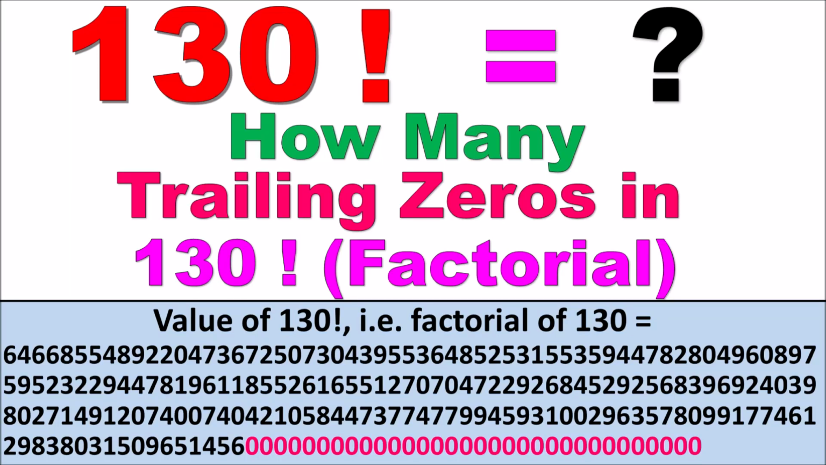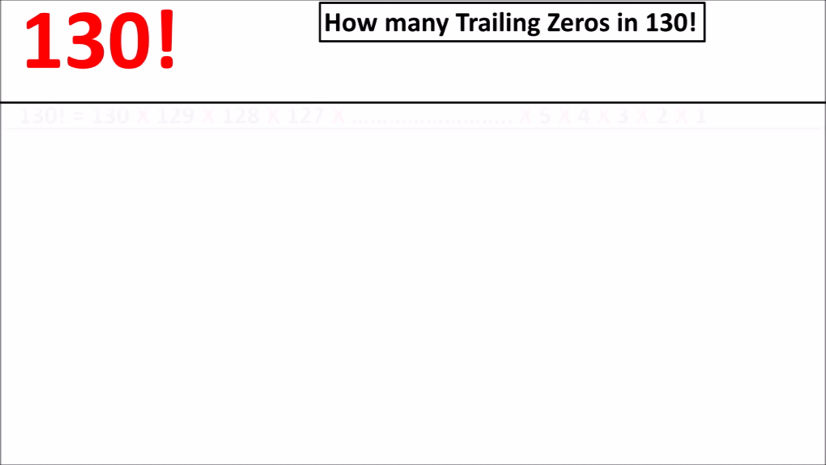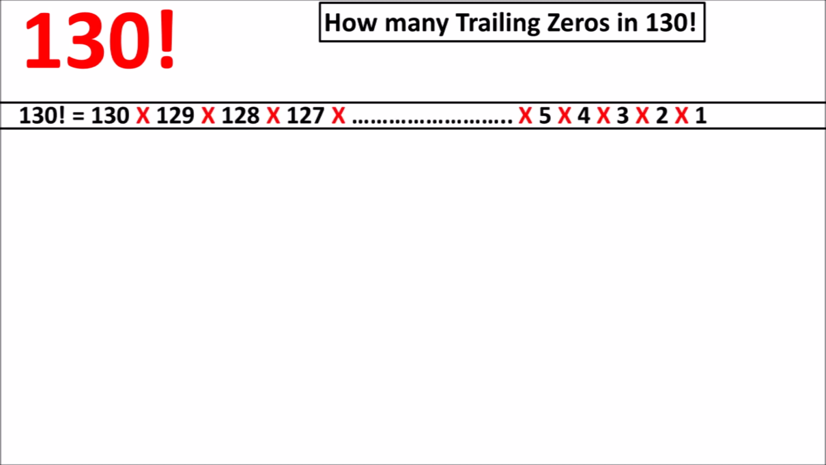Hi, the question for today is how many trailing zeros are there in 130 factorial? 130 factorial is an extremely large number having 220 digits. Let us try to find out the number of trailing zeros in this value, but without knowing the actual value of 130 factorial. As you all know, 130 factorial is equal to 130 multiplied by 129 multiplied by 128, and so on and so forth up to 1.